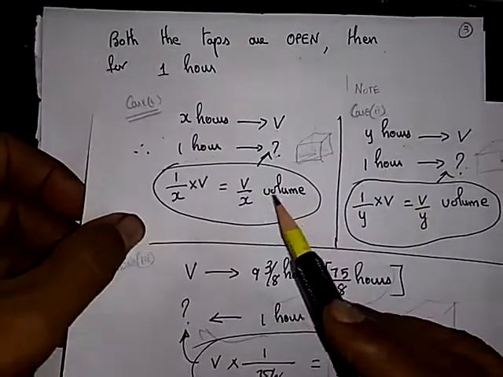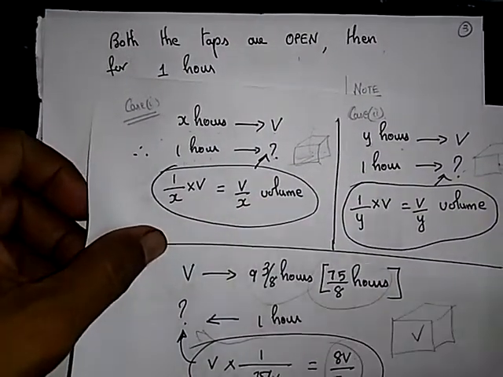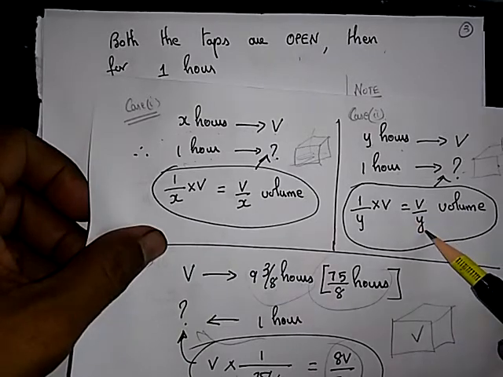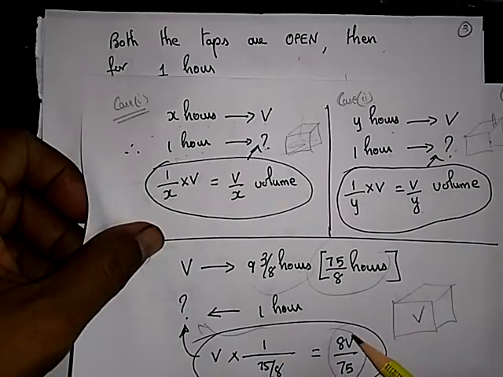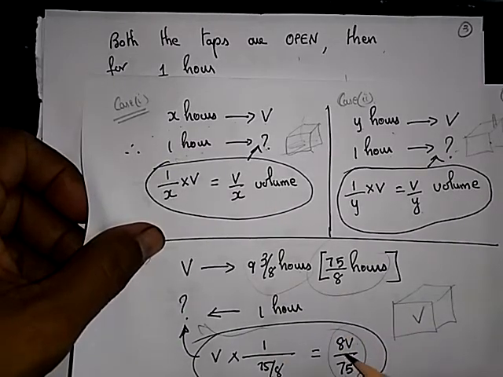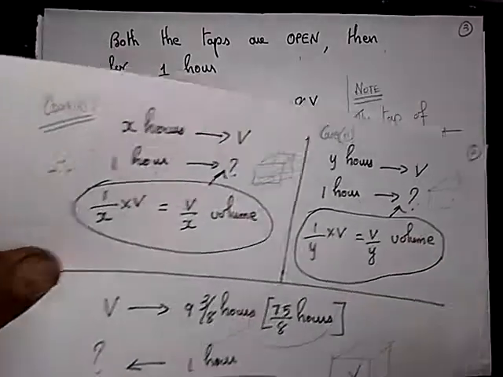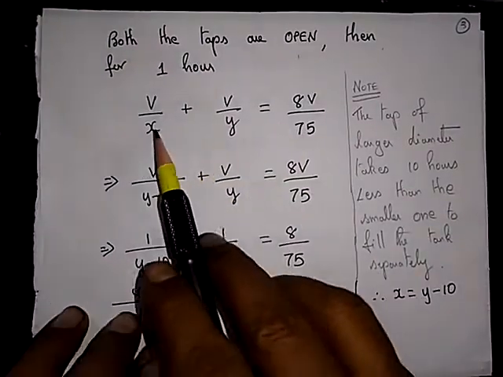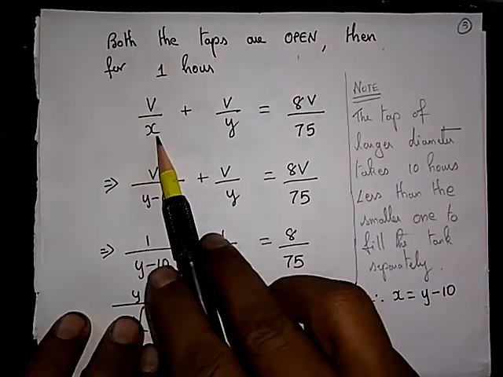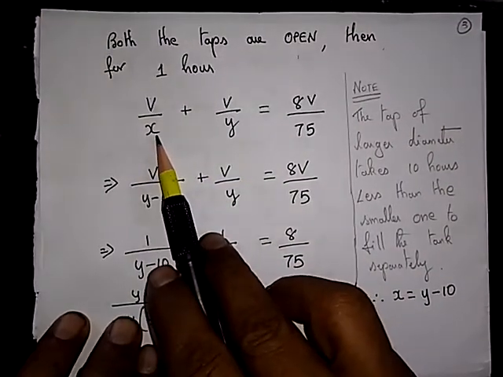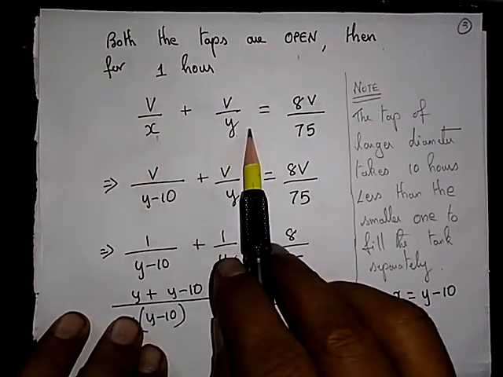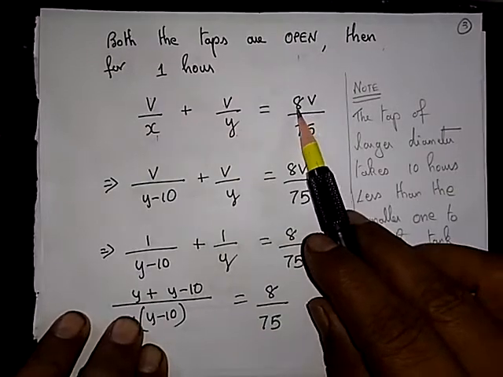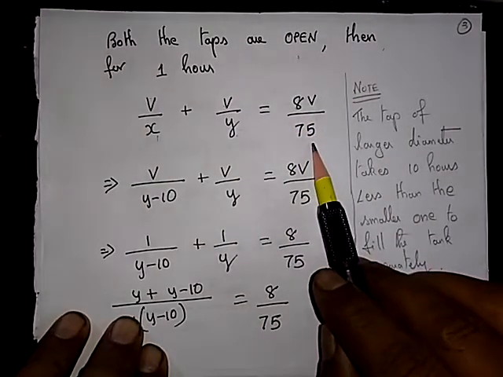We saw this fills up V by X volume, this fills up V by Y volume. So when both the taps are operational, the volume filled, we have just found out, is 8V by 75. So we can write it as V by X by the bigger tap, V by Y by the smaller tap, and both operated together, the volume filled is 8V by 75.